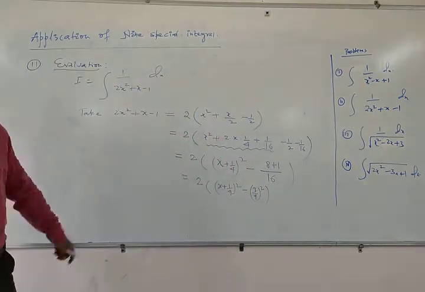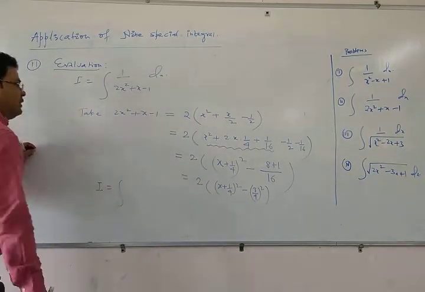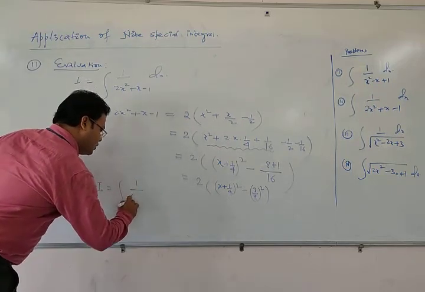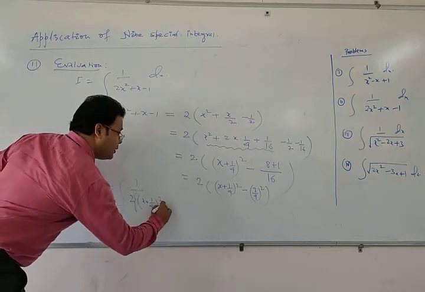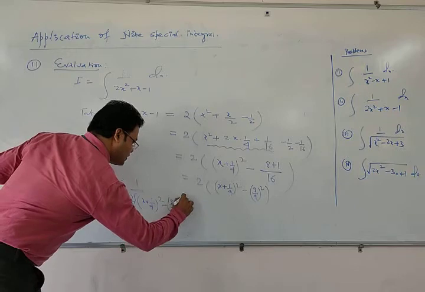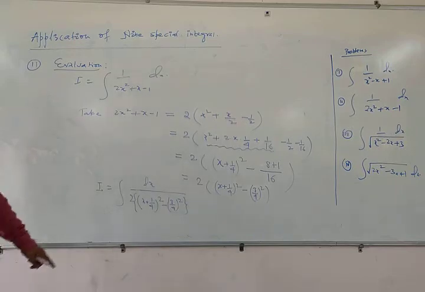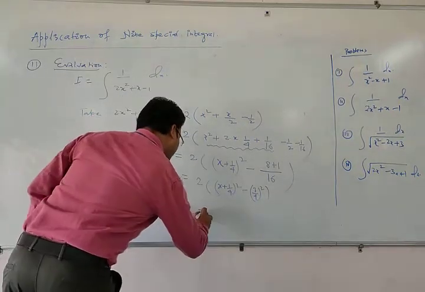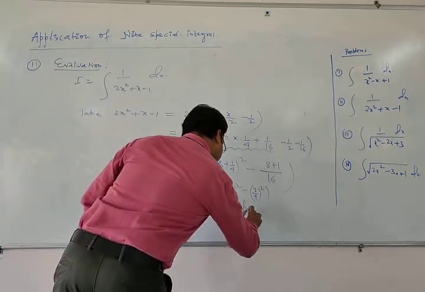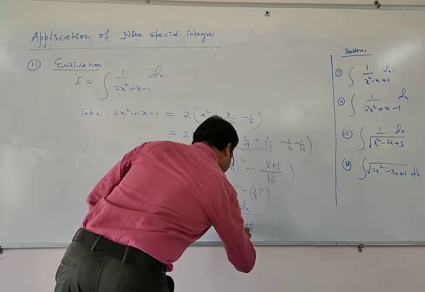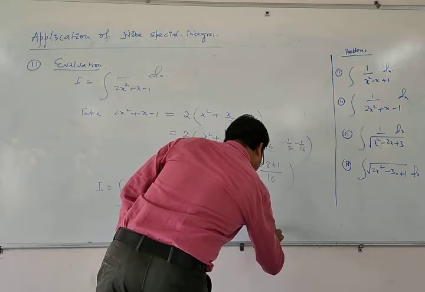So now you can use this expression in place of this, and the integral becomes 1 by 2 into (x plus 1 by 4) whole square minus (3 by 4) whole square, and this is dx. So you can take 2 common because this is a constant term. So it will be half of the integration of dx upon (x plus 1 by 4) whole square minus (3 by 4) whole square.